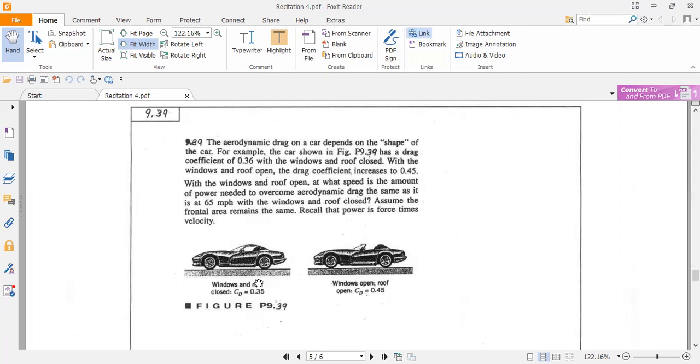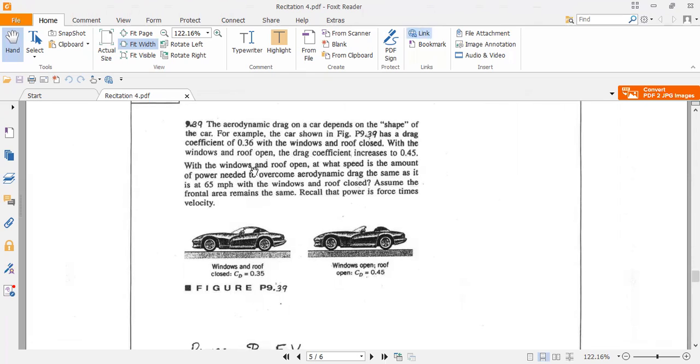It says 0.3... oh, okay, it should be 0.36. It's just a printing mistake. With the windows and roof open, for example this one, the drag coefficient increases to 0.45. You see the 0.45, these are open.